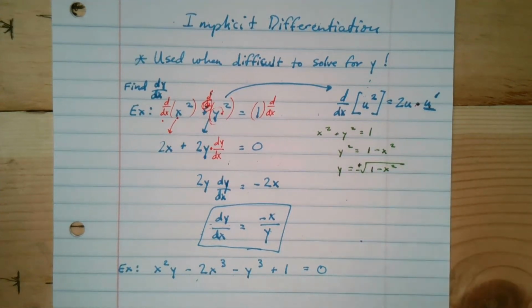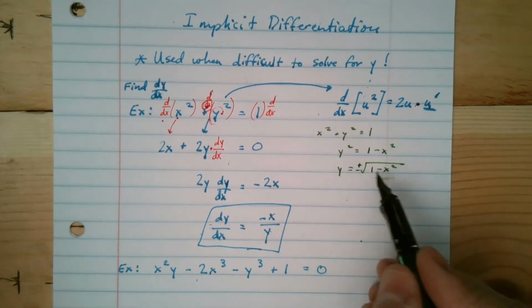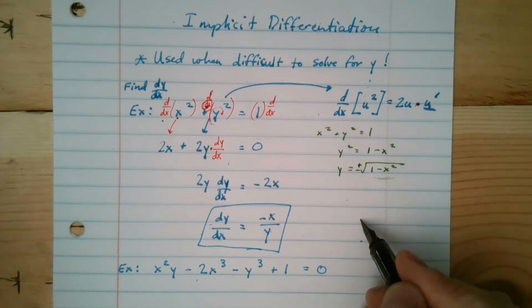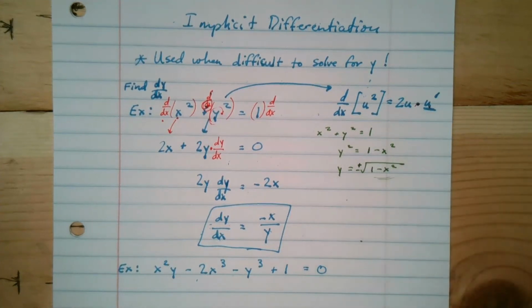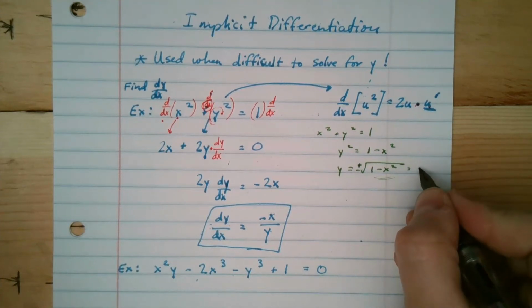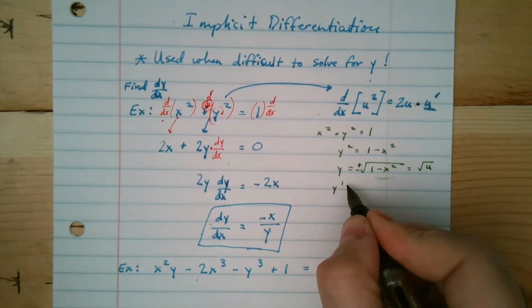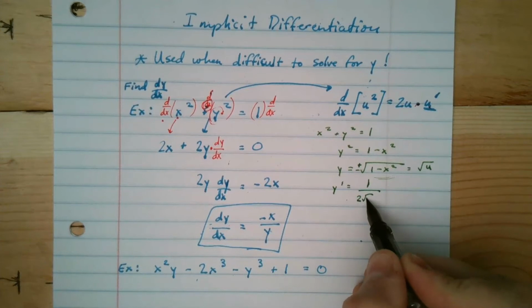Now, if I go through and I find this derivative using the chain rule, this would be square root of u. If I find that derivative and plug in, well, let's just go ahead and do it. I'll show you how. So this is going to be equal to square root of u. So y prime is going to be 1 over 2 root u times u prime.